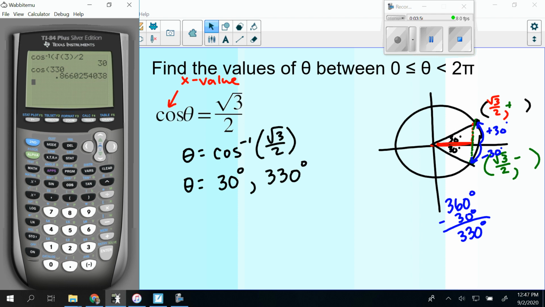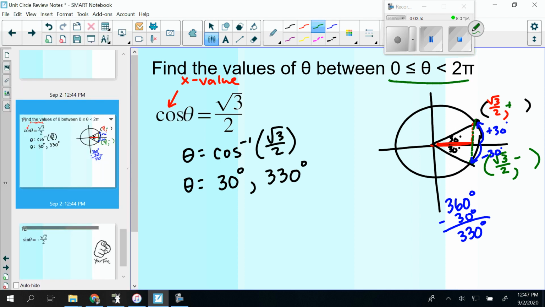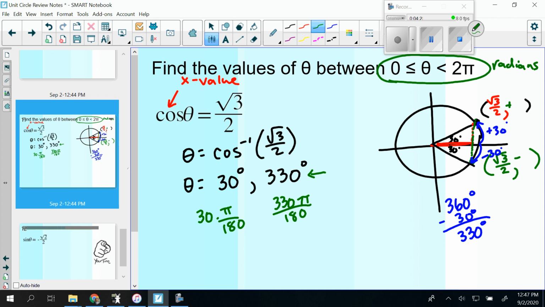Okay, last thing though. Remember our problem said between 0 and 2 pi. That's in radians. If they're looking for an answer in radians, we need to now convert these to radians. They are. So how you do that? Use our conversion factor here again. You can multiply 30 by pi over 180. And same with this one, multiply 330 by pi over 180. If you simplify those down, that would give you the equivalent.